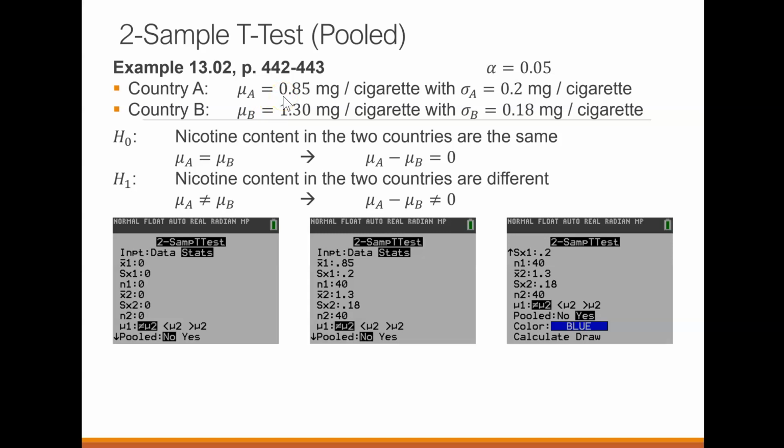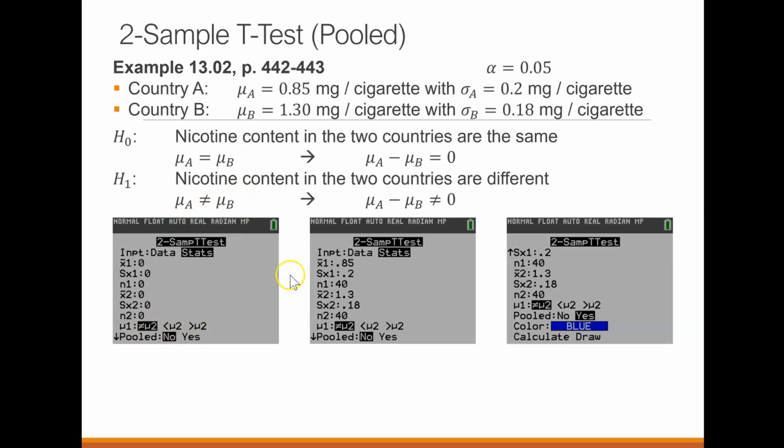The first sample mean is 0.85 with standard deviation of 0.2. We said in the problem there were 40 samples taken. The second sample mean is 1.3. Its standard deviation is 0.18. And again, there were 40 samples taken. And the hypothesis that we're going to be checking is that these two are different. Yes, that the population means from these two populations are different.